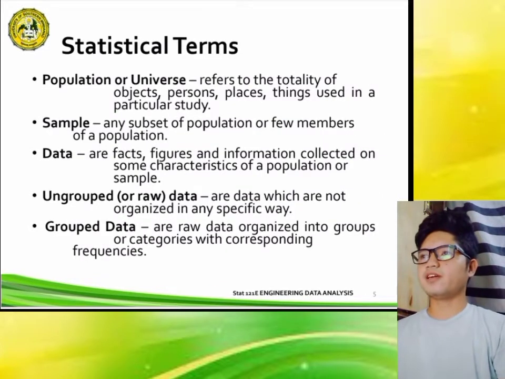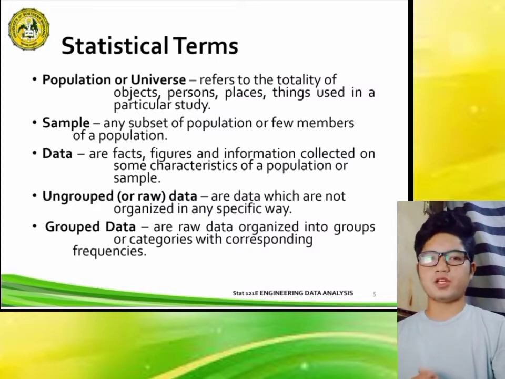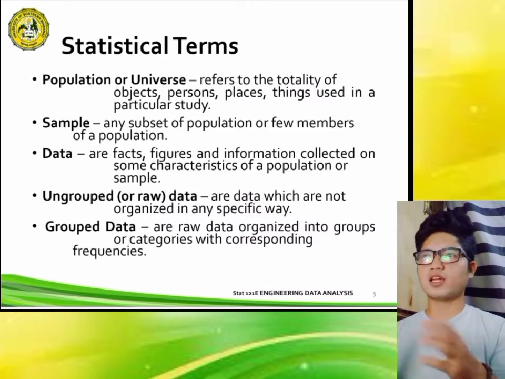Okay, so we have here statistical terms. So first is we have population or universe. So this refers to the totality of objects, persons, places, things used in a particular study. So ito yung sa isang place, ito yung parang ginagawa mo as respondent sa isang research. So ito yung totality nila.